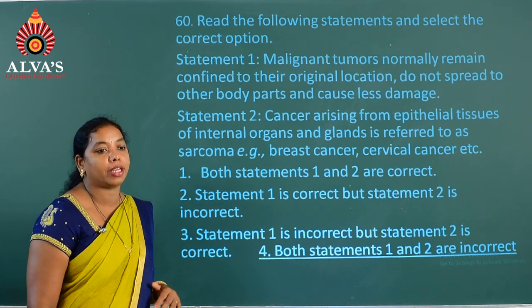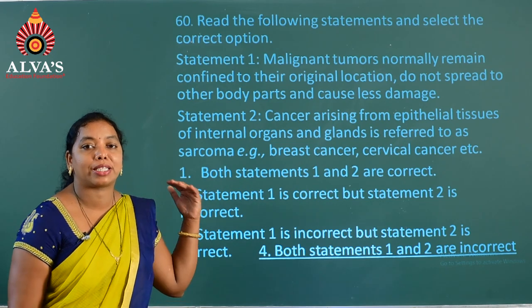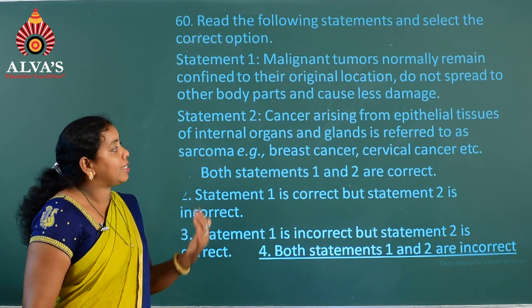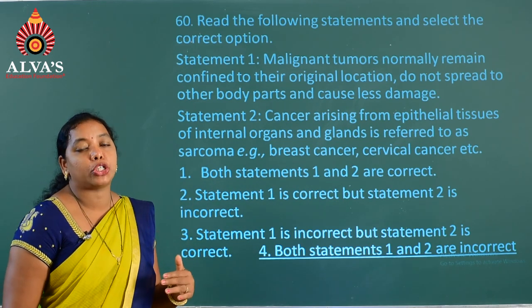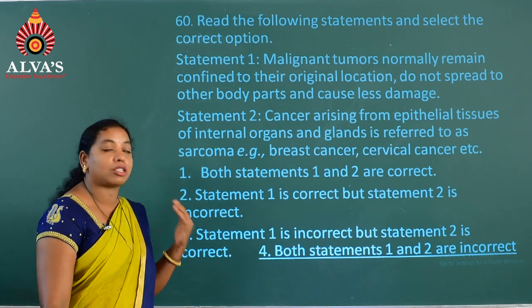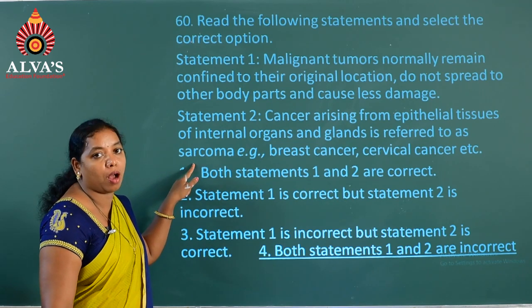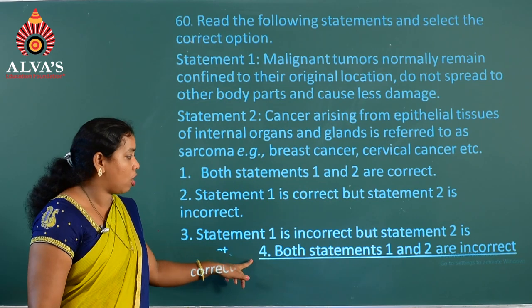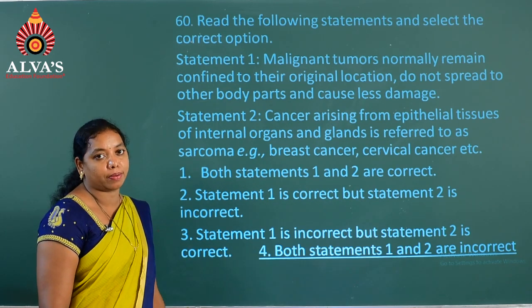Here, statement 1 says malignant tumors normally remain confined to their original location. They never remain confined to their original location, they tend to spread. That is why the first statement is wrong. Second, cancer arising from epithelial tissue is considered carcinoma, not sarcoma. Hence we can see that both statements are false. Option 4 is the right answer.